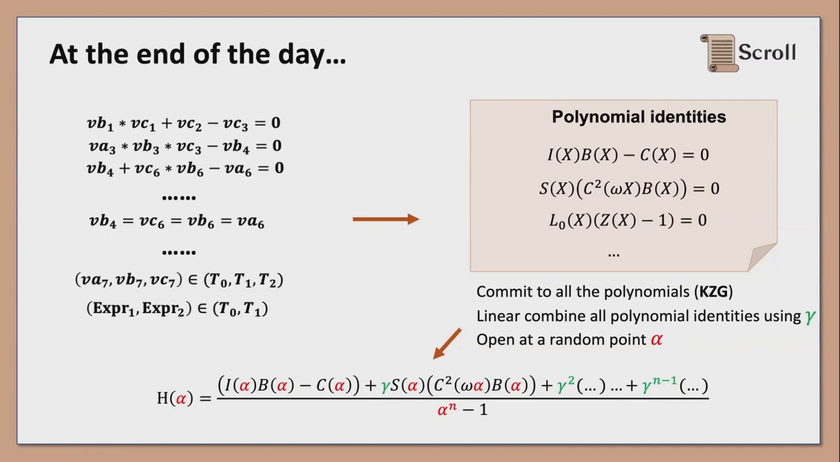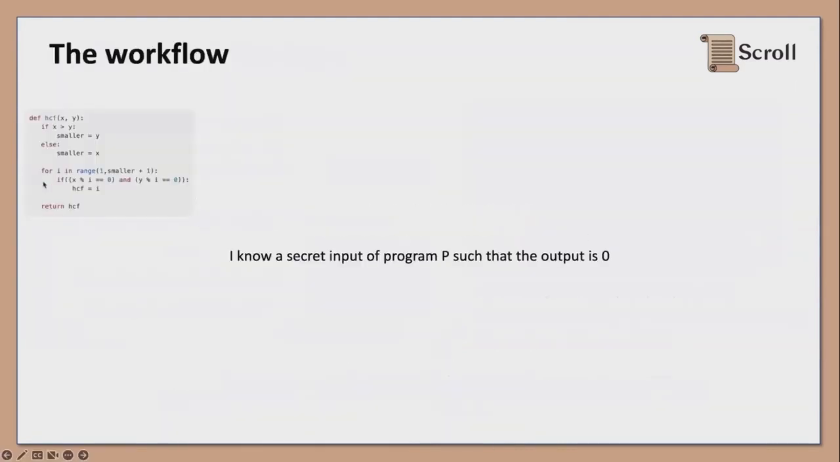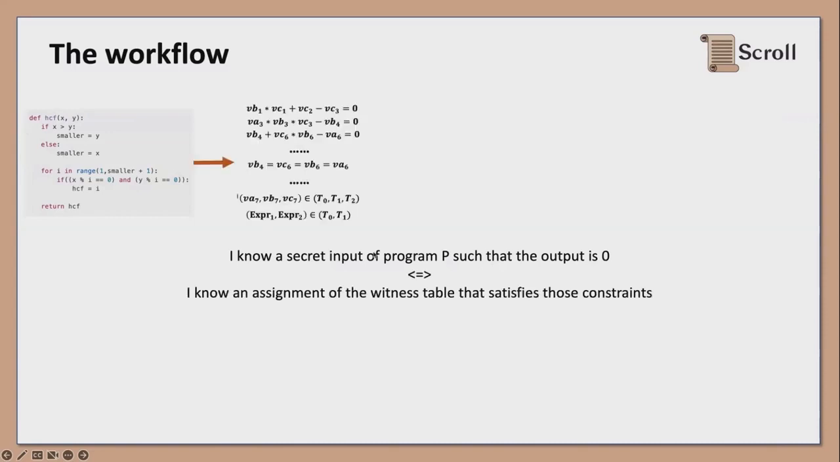So this is the whole proving process. Just a quick summary. You start with some initial program, and your statement will be, I know a secret input of program P such that the output will be 0. So this is your initial program and your initial statement.